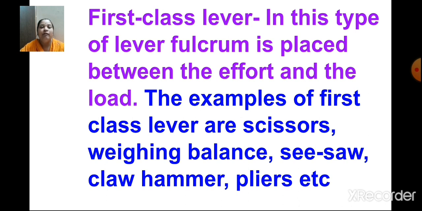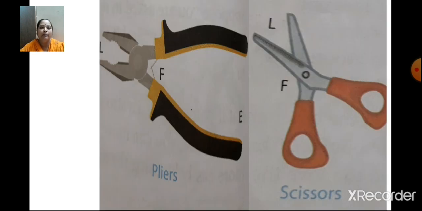First class lever: the fulcrum is placed between the effort and the load. The examples of first class lever are scissors, weighing balance, seesaw, claw hammer, pliers, etc. Let us see the examples.